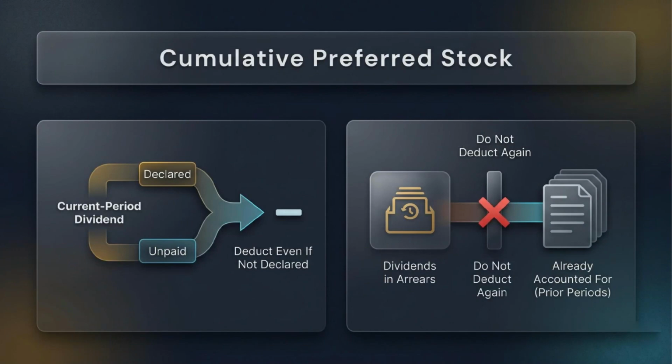Cumulative preferred stock is tested heavily because it breaks the simple declaration habit. For cumulative preferred stock, the current period preferred dividend is deducted from the EPS numerator even if it has not been declared. The preferred shareholders accumulate that claim. But be careful, prior period arrears are not deducted again in the current period because those prior period claims belong to prior period EPS calculations.